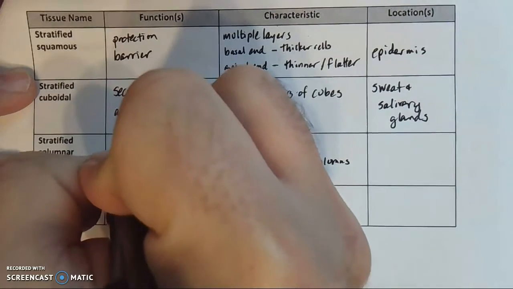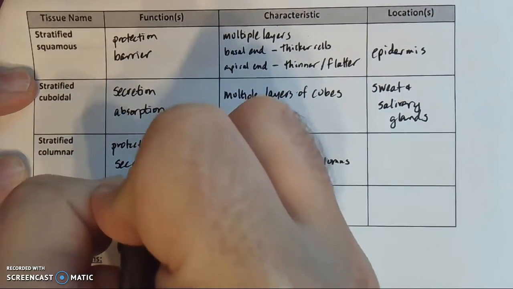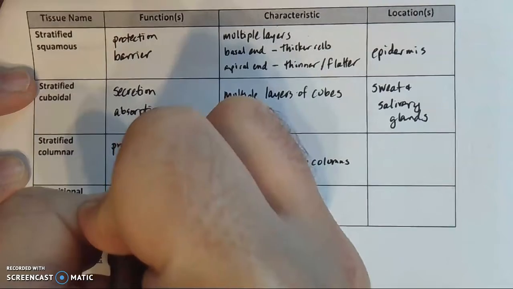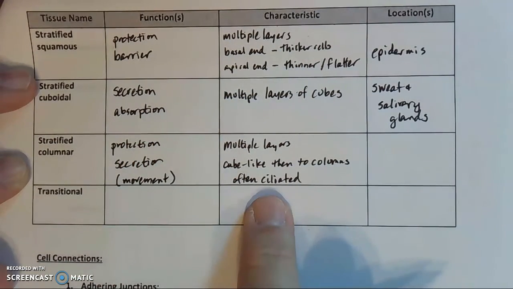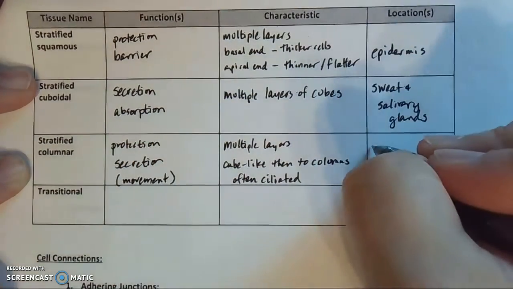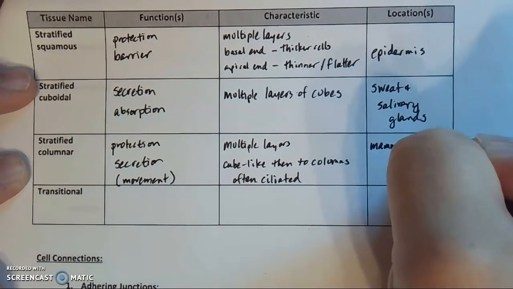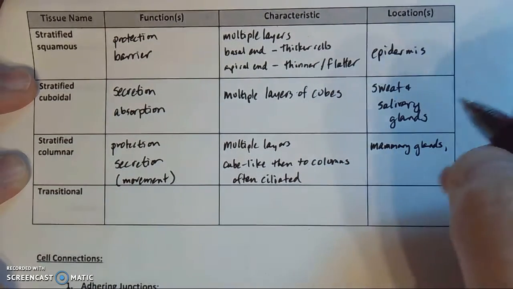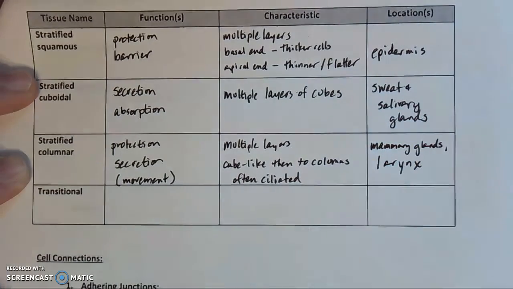These are protection and secretion. And I'm going to put movement in parentheses because if they're ciliated, they are. So here we have the mammary glands. And we have the larynx, which is our throat.